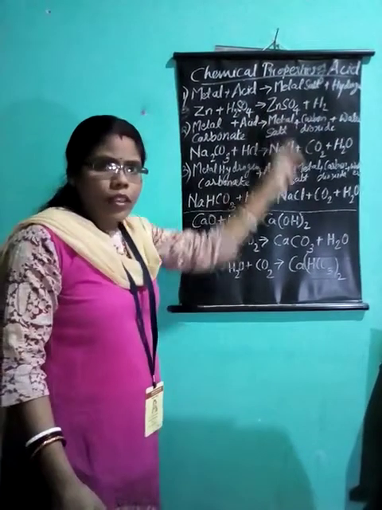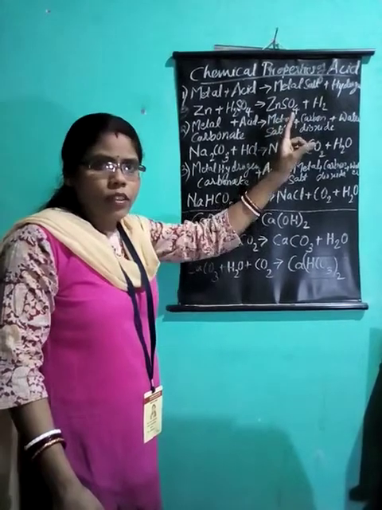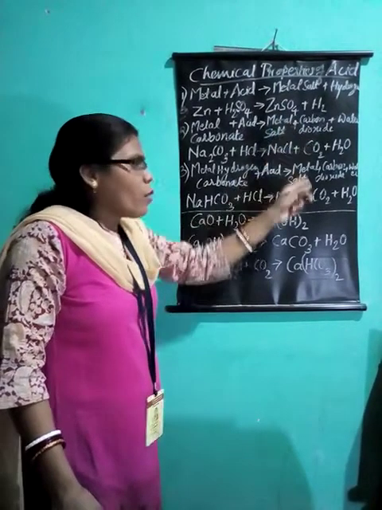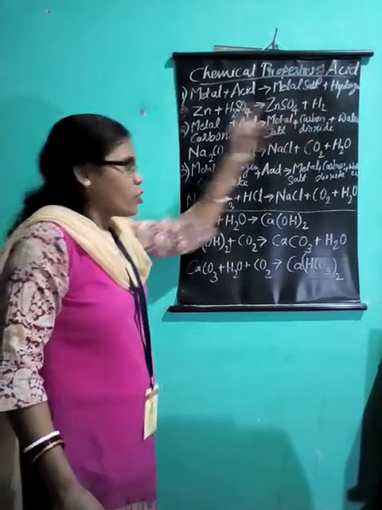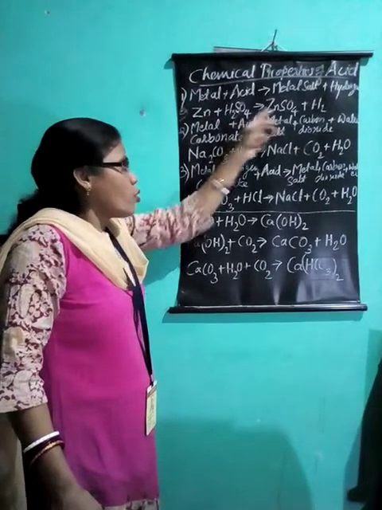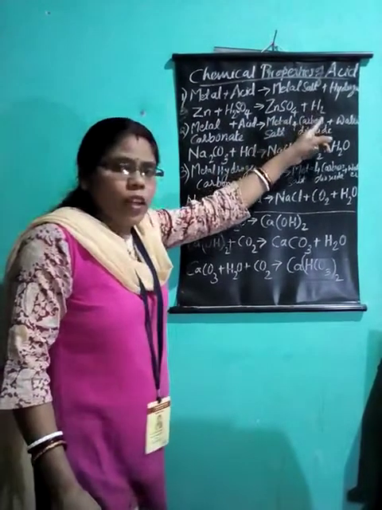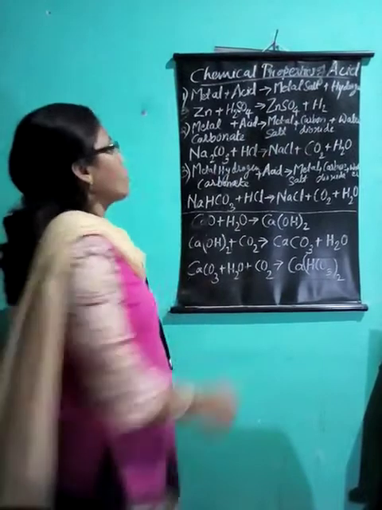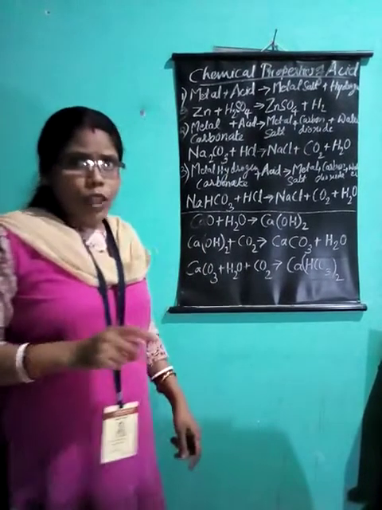See children, I am writing here the reactions. You need to balance it. Remember that I may not have balanced the reaction. You need to balance the reaction. Zn or any of the metals you take, Zn plus H2SO4, ZnSO4 is formed plus H2. Hydrogen gas is obtained.